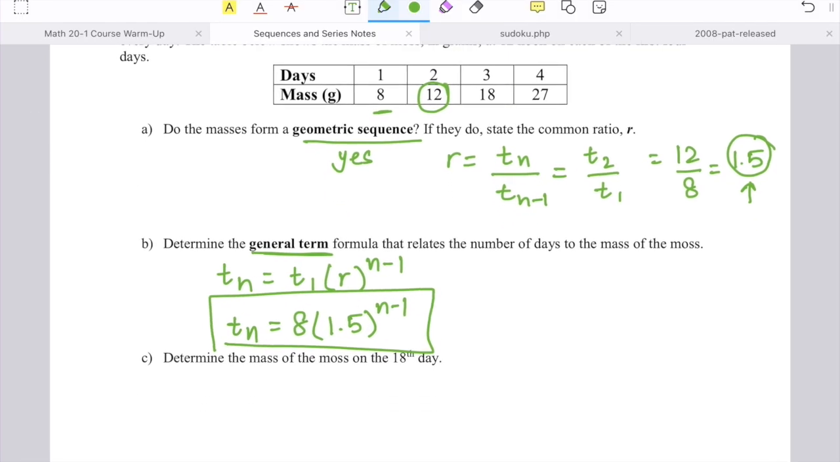Determine the mass of the moss on the 18th day. The 18th day means n is 18, so T18 equals, we can just put it in the formula over here, 8 times 1.5 to the power of 18 minus 1, which is 8 times 1.5 to the power of 17. Plug that into your calculator, and you should get 7,882 grams.